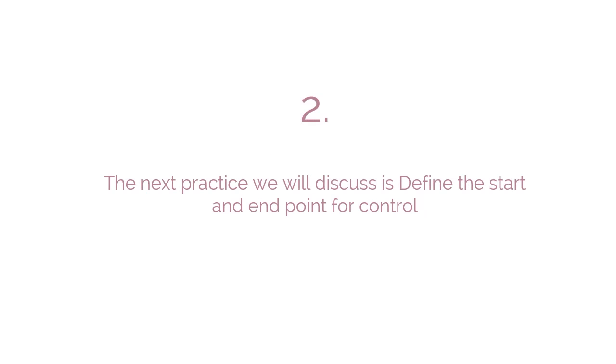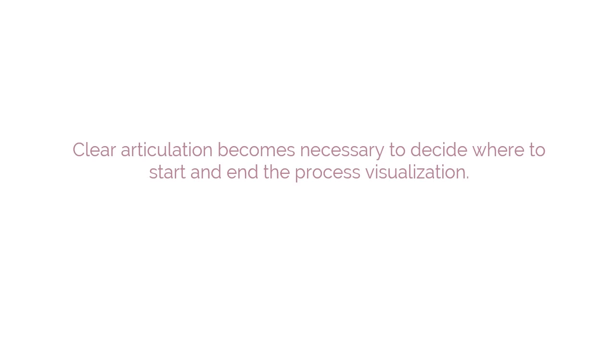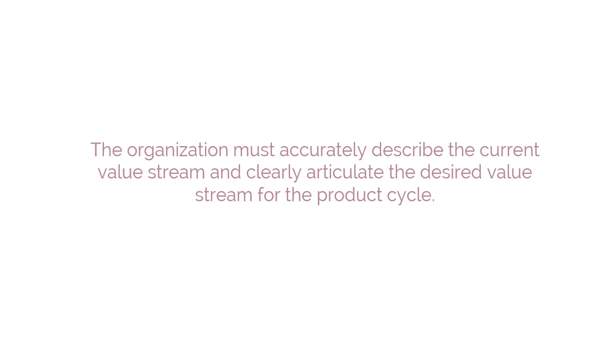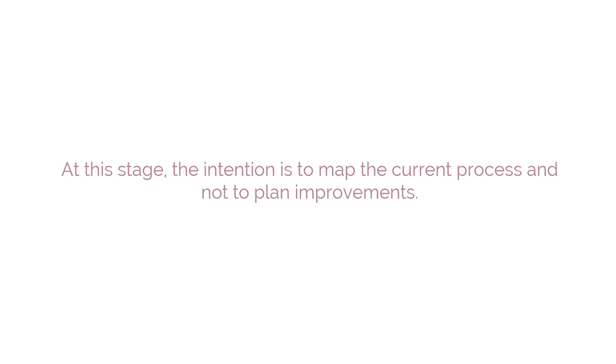The next practice we will discuss is define the start and end point for control. Clear articulation becomes necessary to decide where to start and end the process visualization. The organization must accurately describe the current value stream and clearly articulate the desired value stream for the product cycle. It is important to handle this at an early stage because any errors early on can result in failure. At this stage, the intention is to map the current process and not to plan improvements.